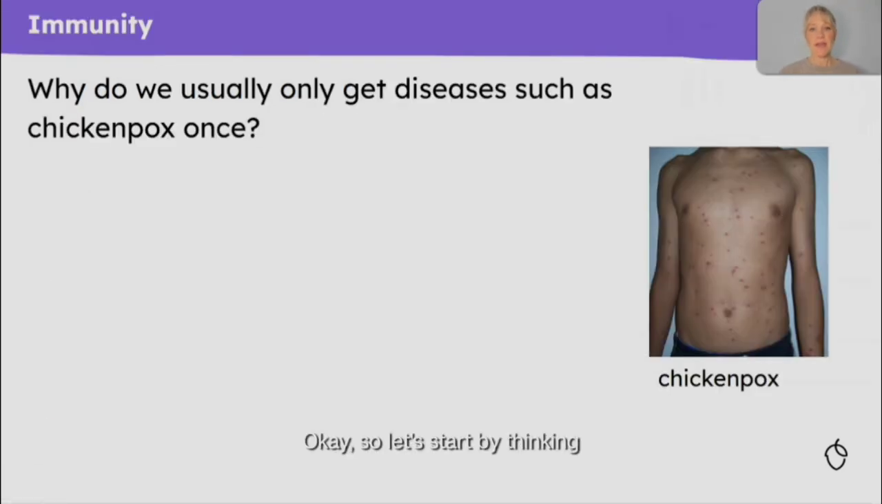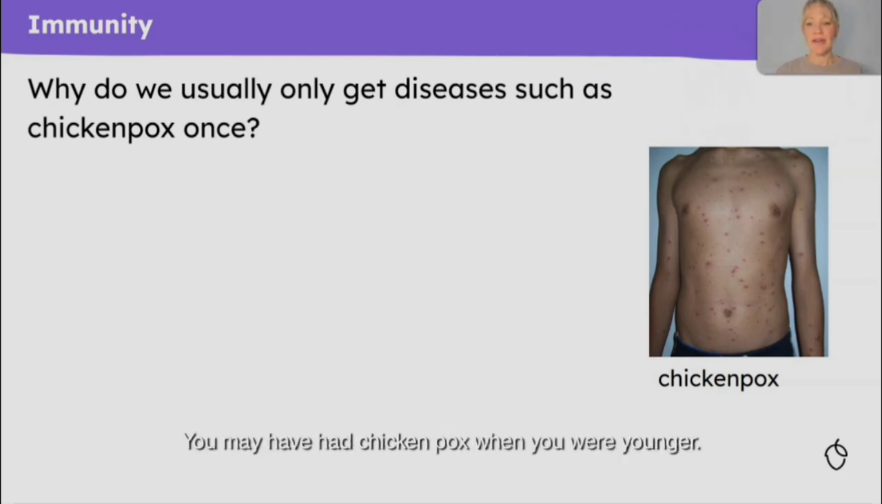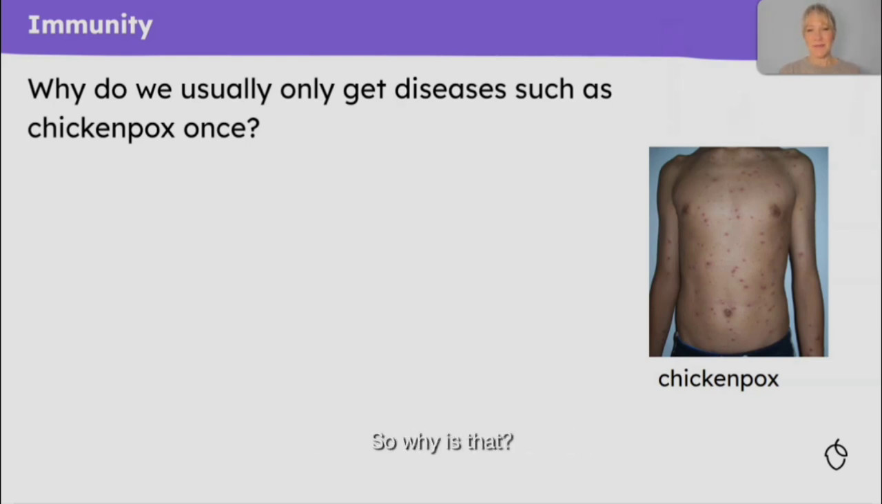Okay, so let's start by thinking about why sometimes we may get a disease and then later on we don't catch it again. Things like chickenpox, you may have had chickenpox when you were younger. You can see on the image there, it's where you get those little spots that appear all over your body. And once you've had it in childhood, you rarely get it again. There are cases where people do, but most of the time we don't. So why is that?